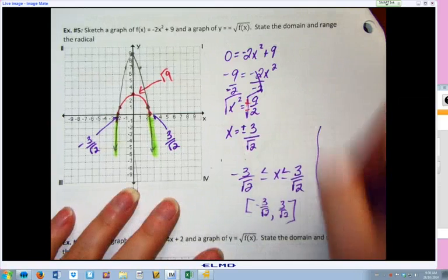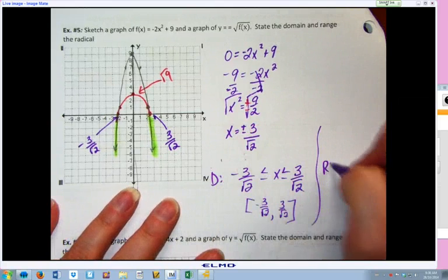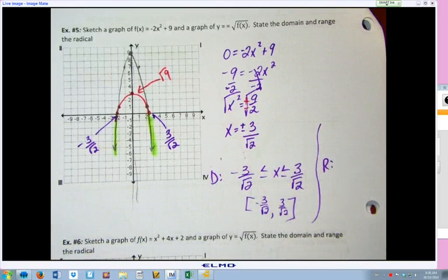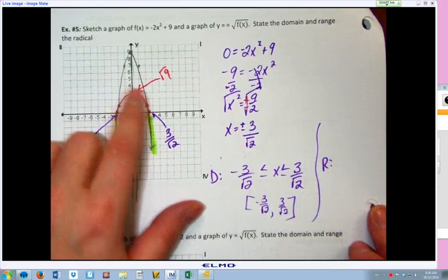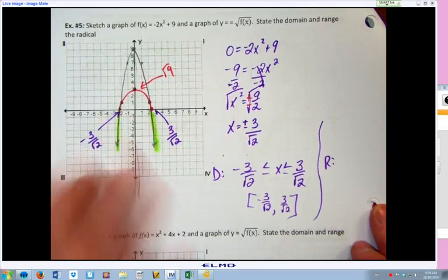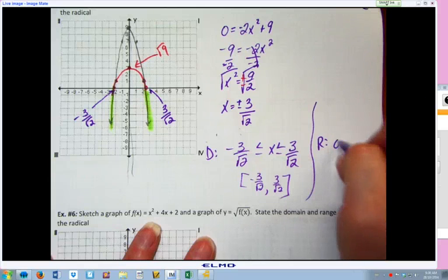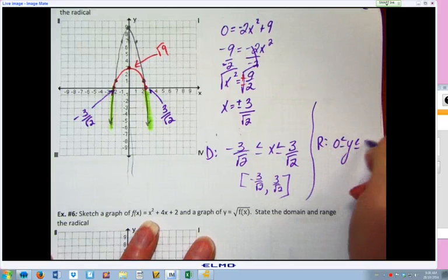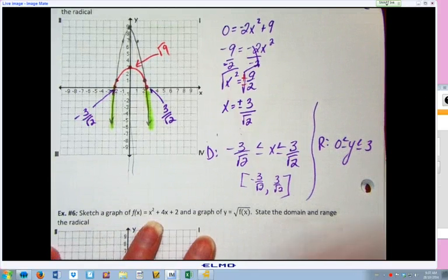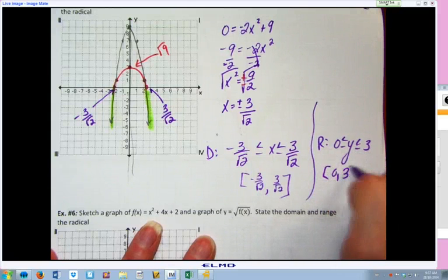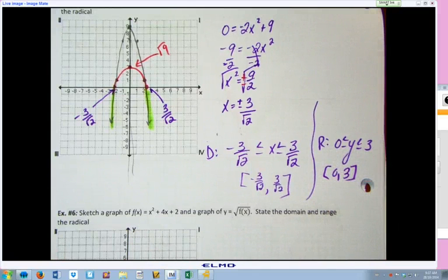We still need to do the range, so that was domain. No big surprise, what's the range? Well, you need to be a little careful with this one because it's not going up to infinity. So it starts at 0, but the maximum point is 3. So we get 0 less than or equal to y less than or equal to 3. So here's an example where it does change. And that will always be with a downward parabola.